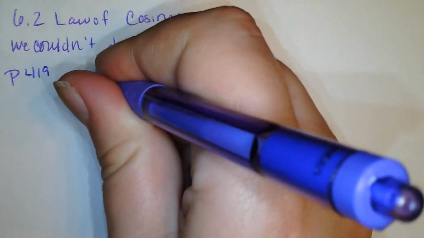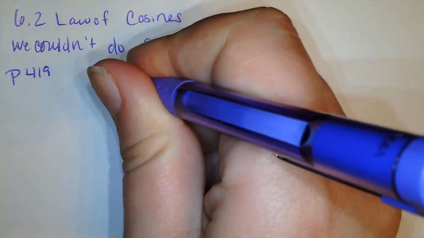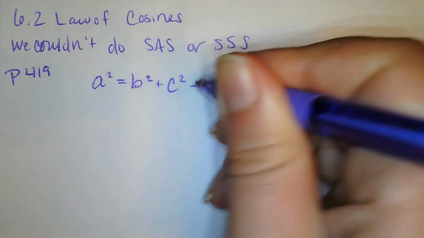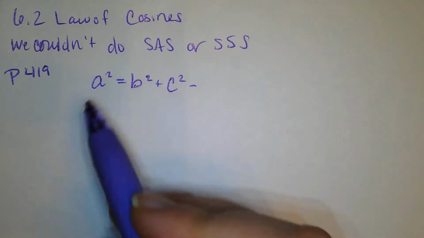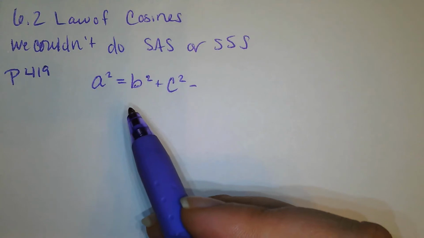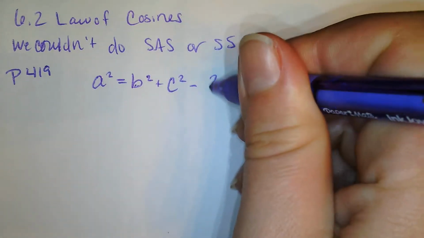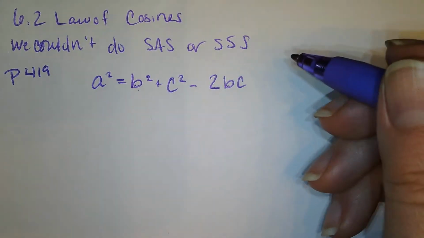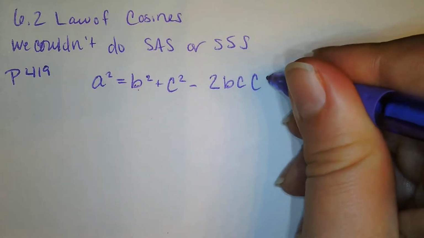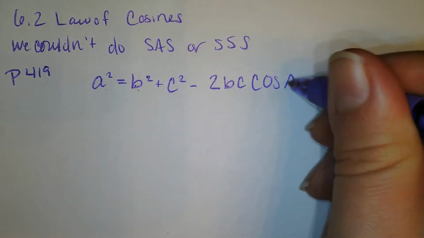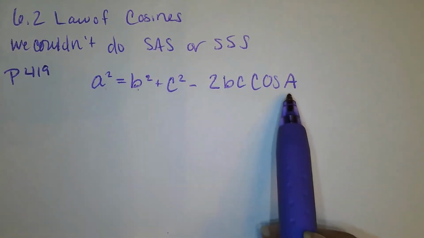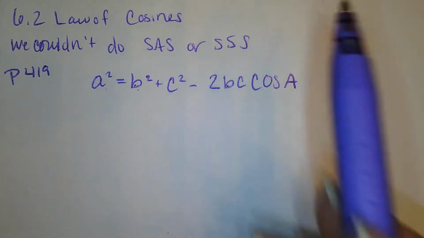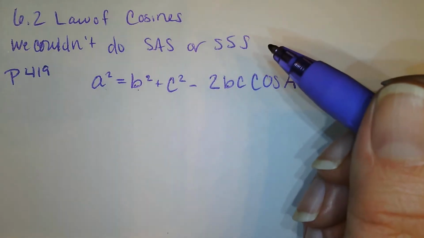So a squared equals b squared plus c squared minus 2. It always looks kind of like the Pythagorean theorem. And then minus 2, the two sides, so bc, times cosine of A. You see there are more sides than angles. That's why side angle side and side side side are going to be suitable. So that works for all of them.